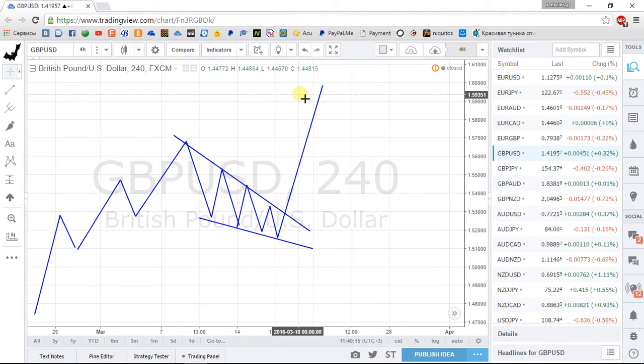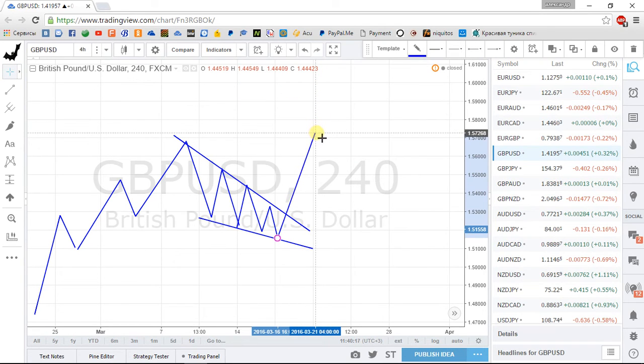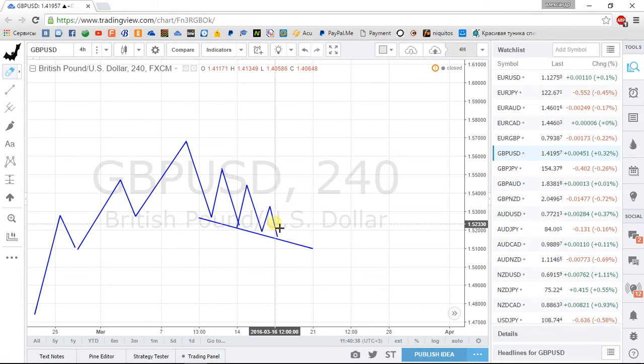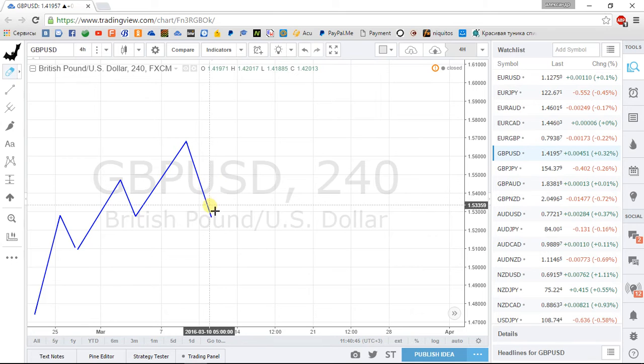So you can either wait until it breaks the whole structure, or you can be more aggressive and enter this formation at the first breakout of the trend line. It is up to you what your rules say. Okay, so what other formations can we see? Multiple triangles, multiple flags, multiple channels. We can easily see them in the market.